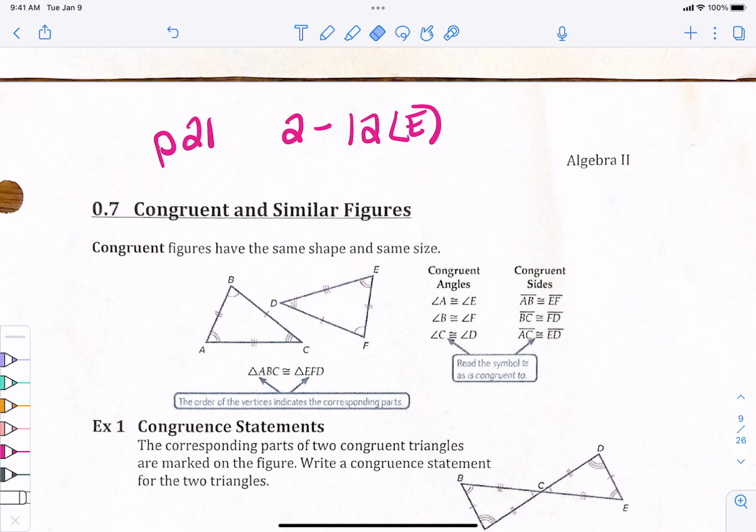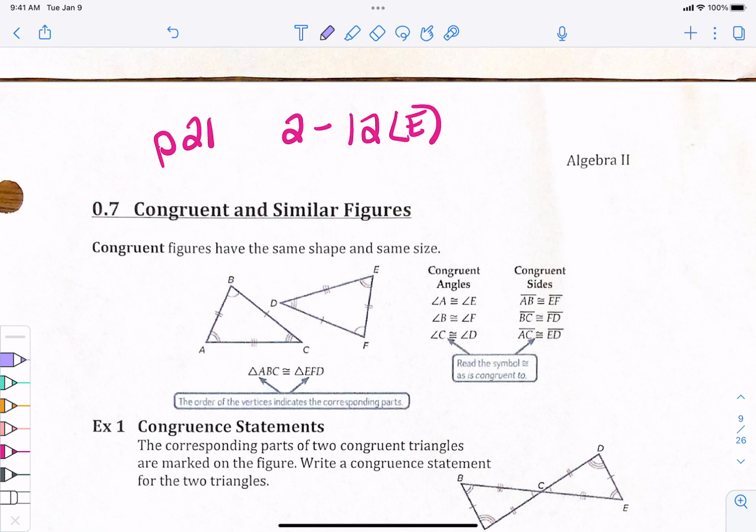All right, section 07, congruent and similar figures. Have you heard these words before? Congruent and similar. Do you know what the difference is? Similar kind of means same, but not necessarily. Same but not completely the same.